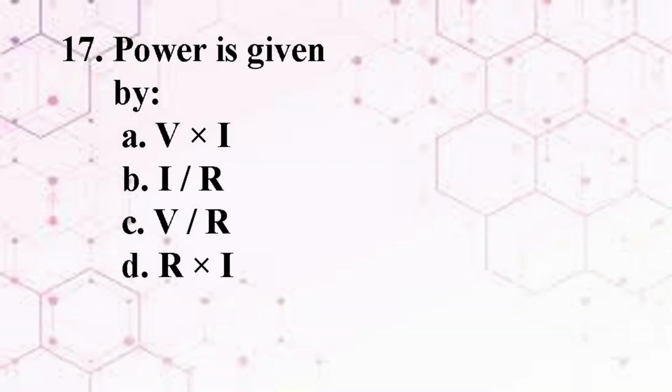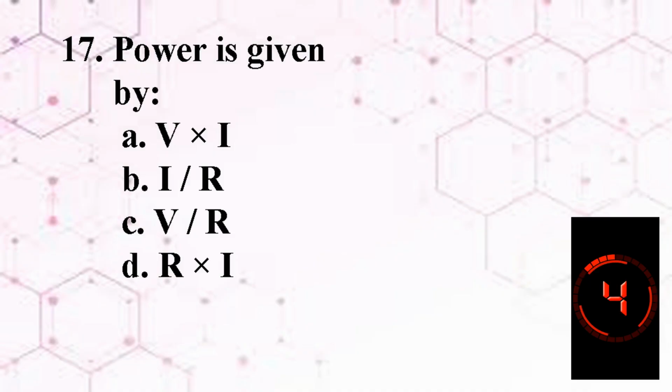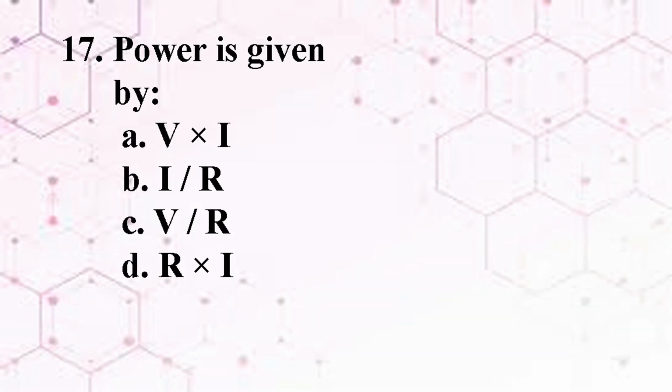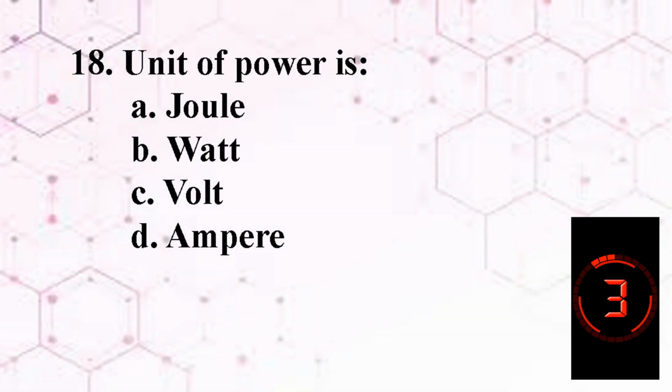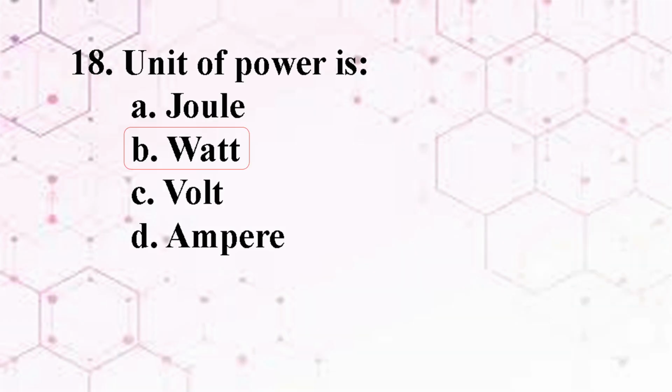Question number 17. Power is given by A voltage multiplied by current, B current multiplied by resistance, C voltage divided by resistance, D resistance multiplied by current. The correct answer is A voltage multiplied by current. Question number 18. Unit of power is A joule, B watt, C volt, D ampere. The correct answer is B watt.